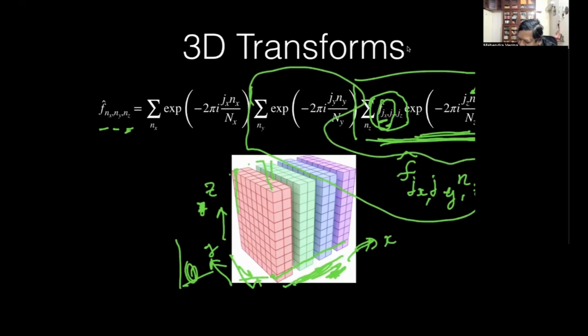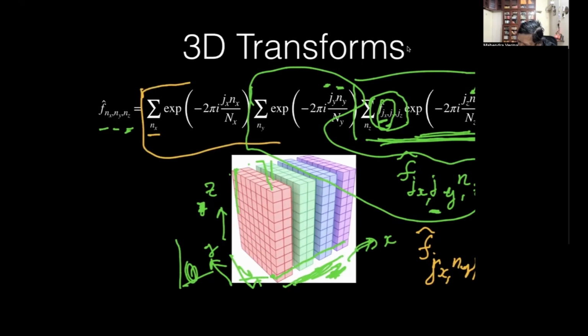Now I will sum over ny. So jy and ny are here. When I do the sum, I get f hat jx, ny, nz. By the time I come to this loop, I got this. Now I have a single direction to integrate, and then I sum over for every nx and ny.